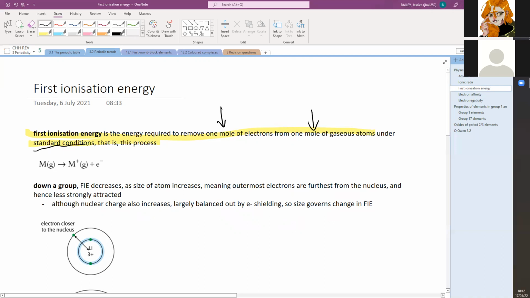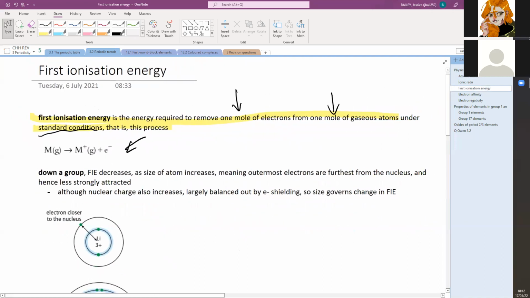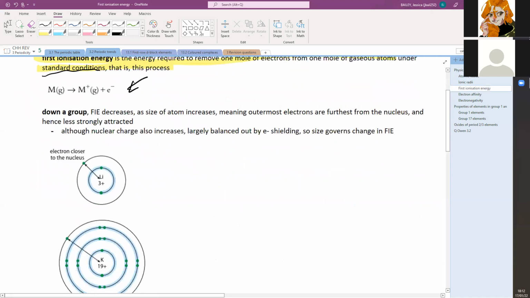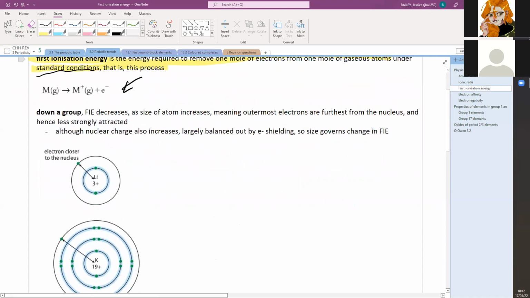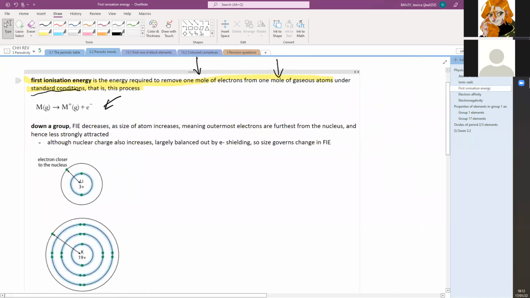And it's always under standard conditions, so it's this process here. I've started off with some element, and I've taken away an electron from it, so I've made it a positively charged ion. Now, down a group and across a period. We already discussed this in 3.1, but might as well just go over it again with these fancy diagrams.